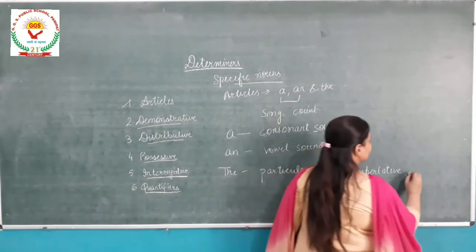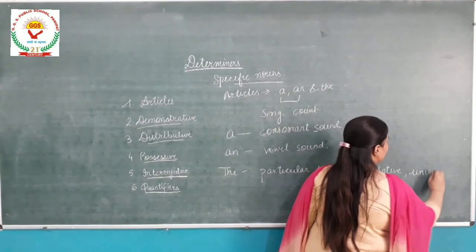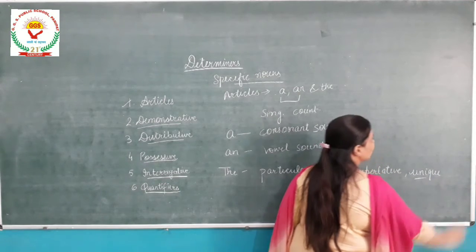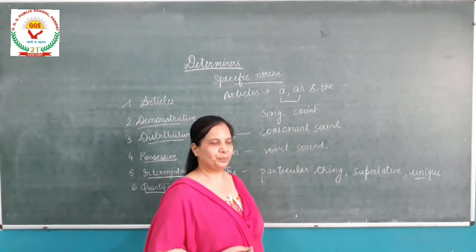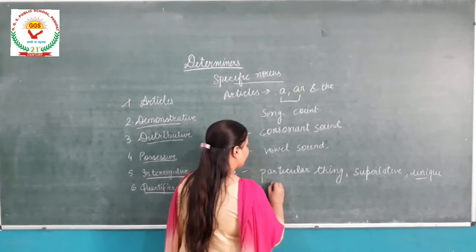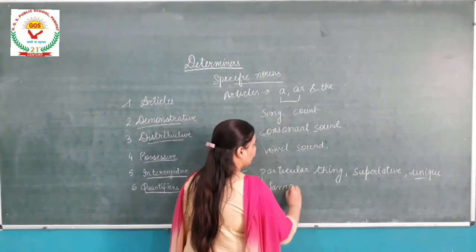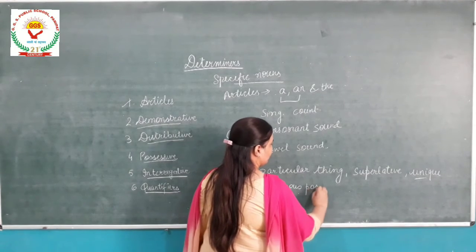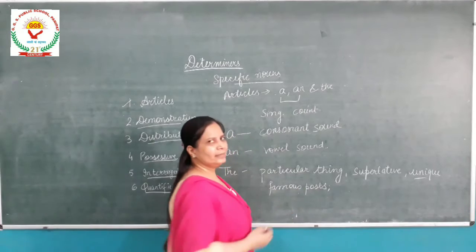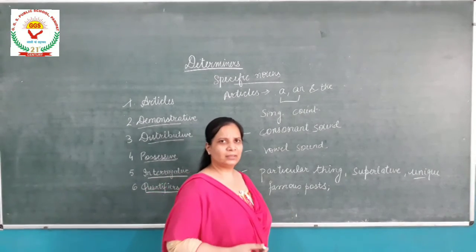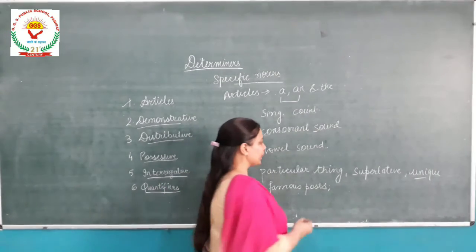Next is unique things, the things which are unique. For example, the sun, the moon, the earth, etc. Next is famous posts. For example, the president, the prime minister, the director, the pope, etc.